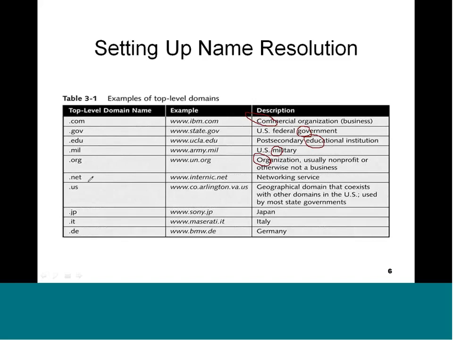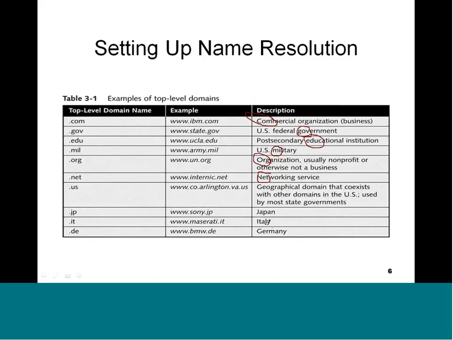Today the US has opened up with other ones like .NET, which was for networking services, but it's not just limited to networking services. There are many companies now getting this one. And then .us is another one, which is mostly a geographical domain, and it exists with the other domains in the US, and it's also used by a lot of state governments. Even though California also uses a lot of GOV names as well.